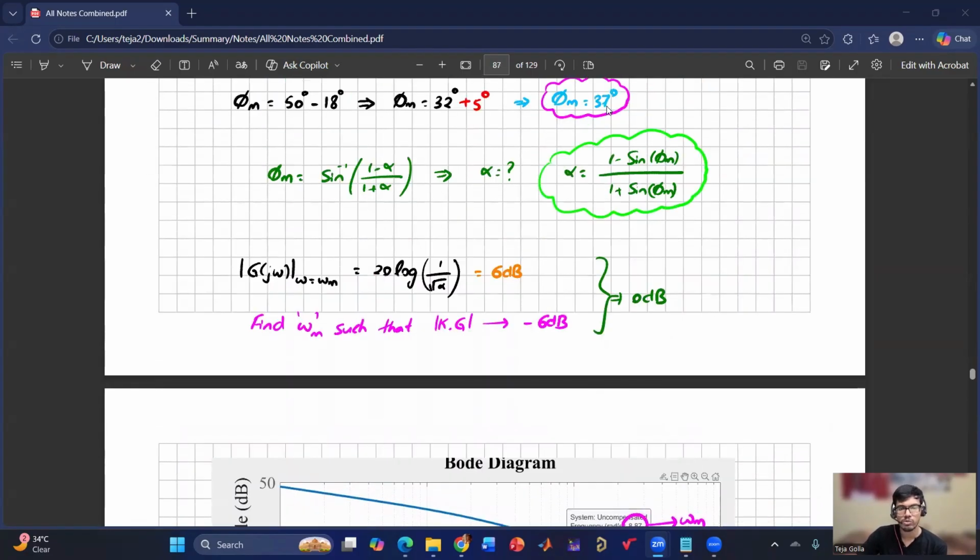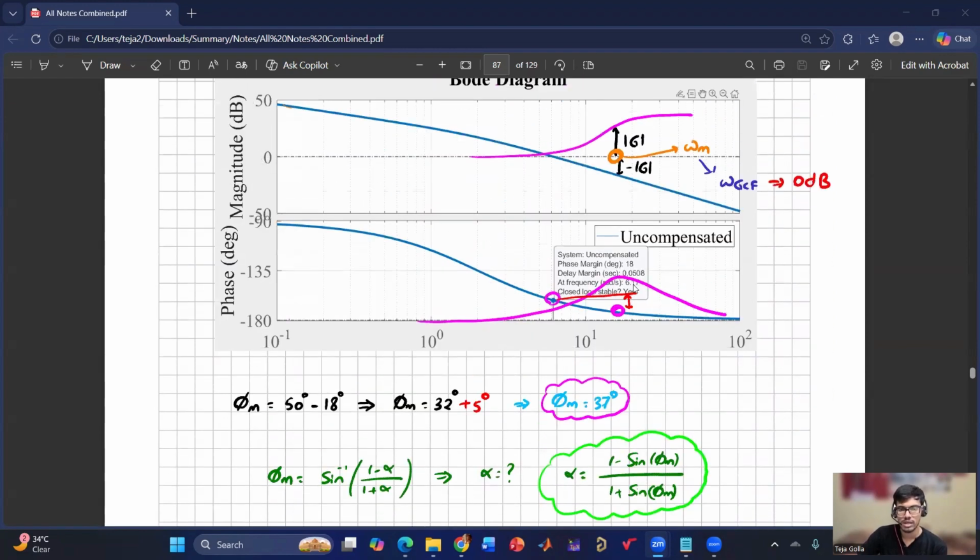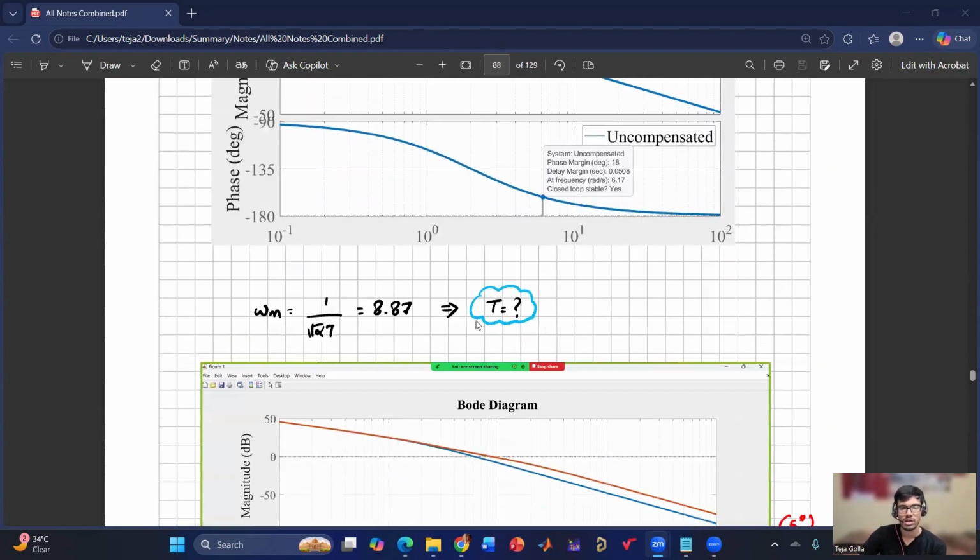So I have considered phi m to be 37, considering a 5 degree offset. I have also explained why: we are trying to increase the phase boost here, but this is not our gain crossover frequency. We are trying to have the gain crossover frequency here, so there the phase boost will be slightly lesser. So we considered 5 degrees as compensation, but we saw it is not sufficient. We might have to increase the offset and do it in an iterative way.